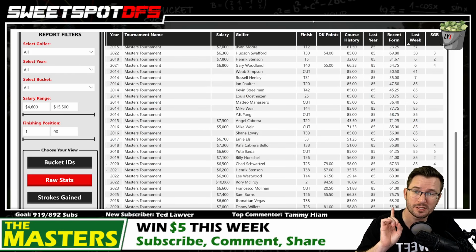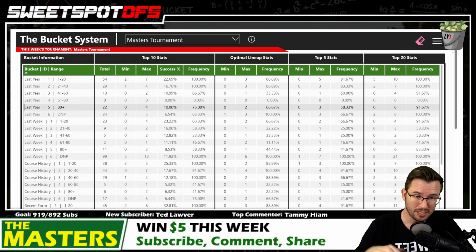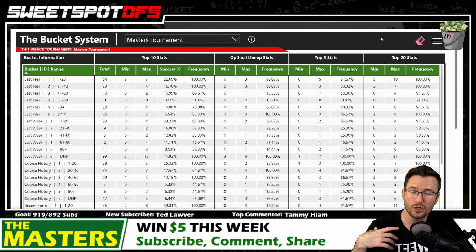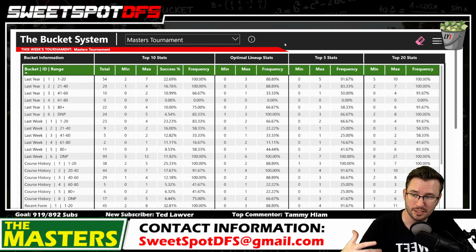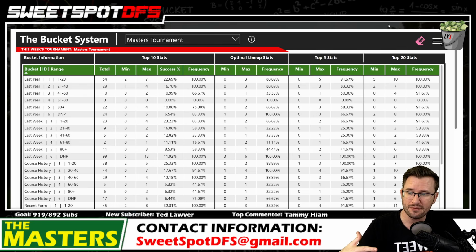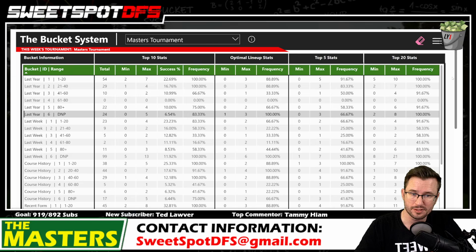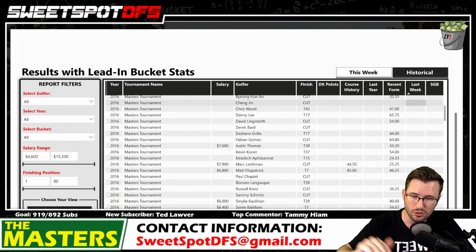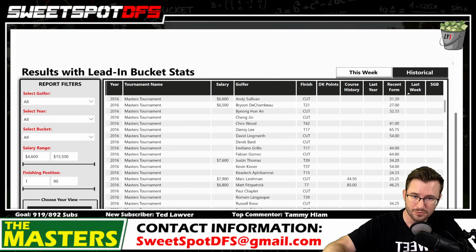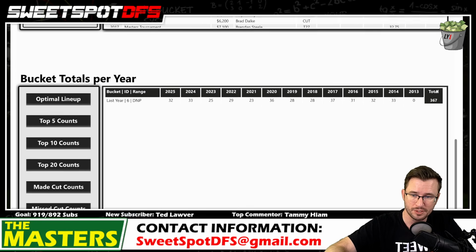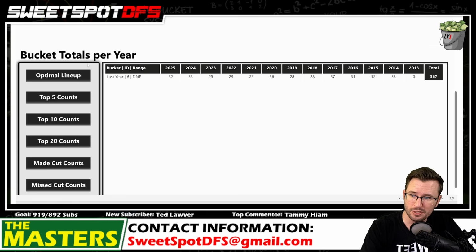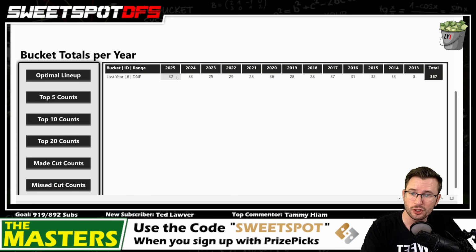This is where the bucket system on the website pays dividends. This is where you actually want to go to the website, go to the bucket system, and try to figure out, okay, if we drill down on last year's 6s, I'm going to scroll all the way down. So there's this page right here, or this tool right here, but there's another tool down below. And none of the bucket totals have been selected. So this is showing you all of the bucket totals for this bucket going all the way back to 2014.